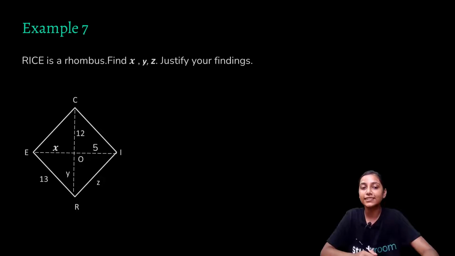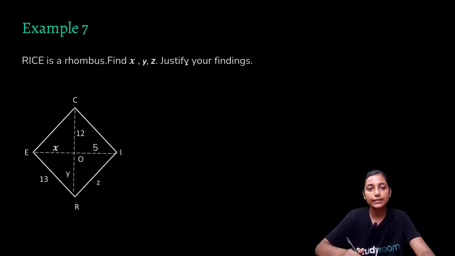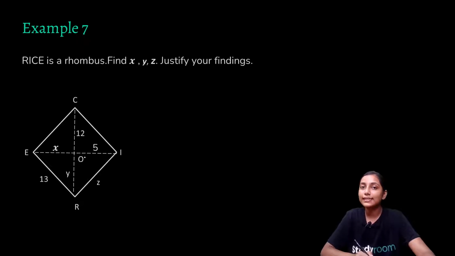RICE is a rhombus given to us. We need to find X, Y and Z, and then we need to justify our findings also. Since RICE is a rhombus, it is also a parallelogram, and we know that the diagonals are going to bisect each other.